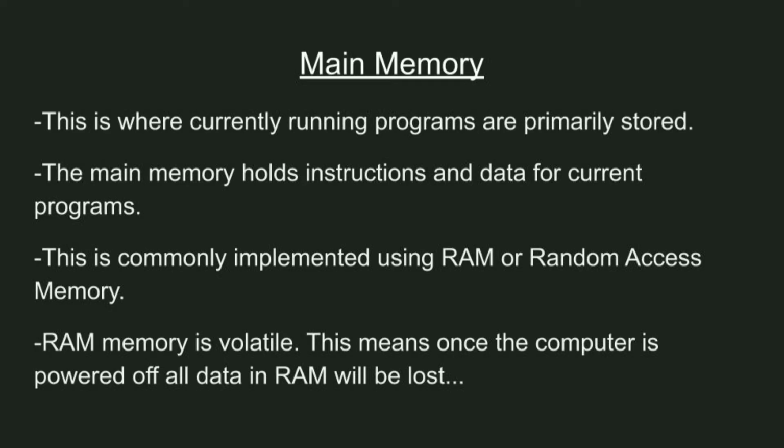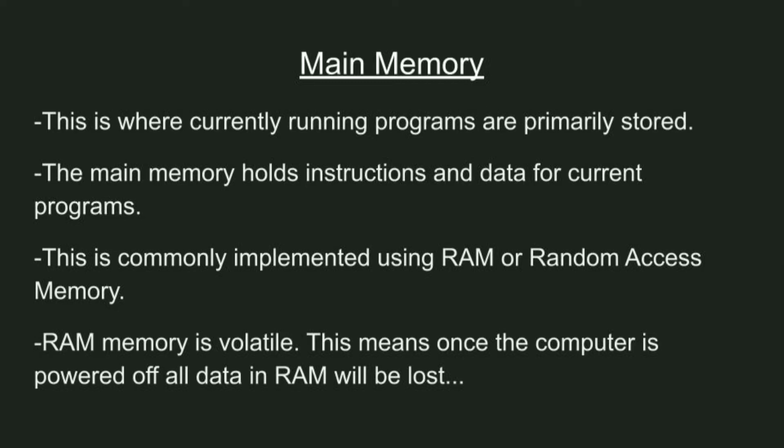So the CPU executes programs. However, the question is, where do we store these programs? The CPU has to get them from somewhere. We primarily store our programs in main memory. The main memory holds instructions and data for currently running programs. This is most commonly implemented using RAM or random access memory. RAM memory is volatile. This means once the computer is powered off, all the data in RAM will be lost.